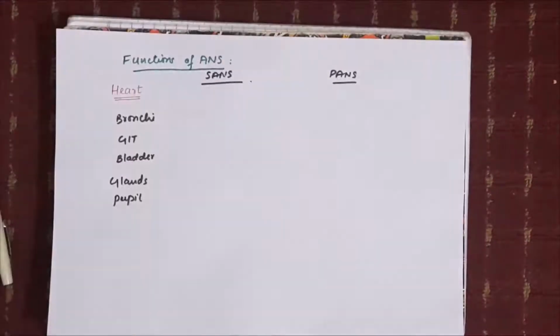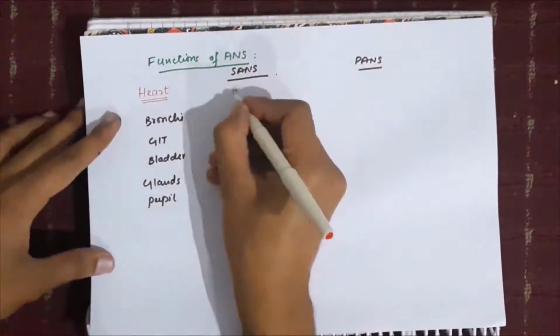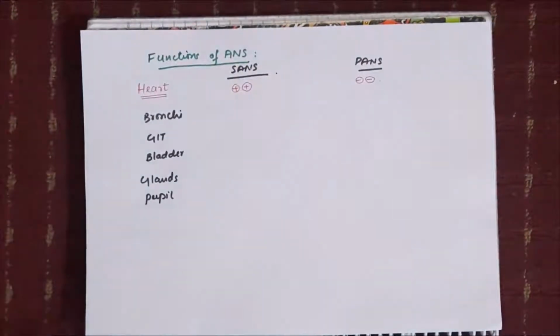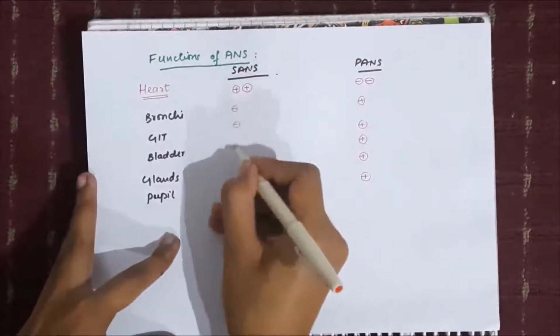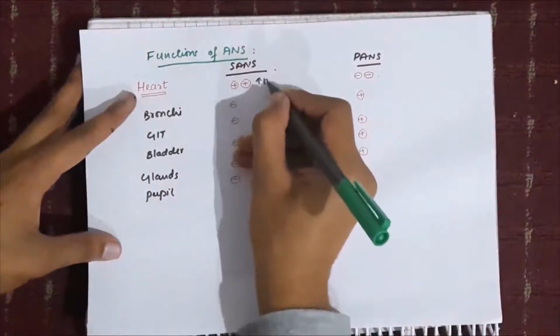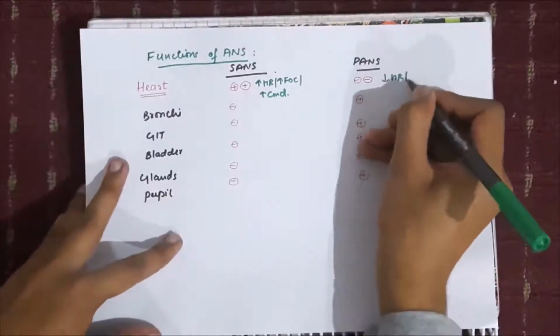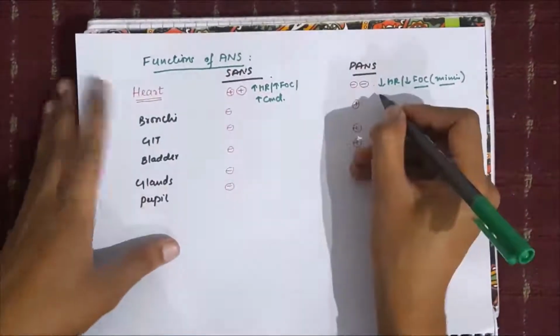Now let's take a look at functions of autonomic nervous system. As a general rule, we can remember that sympathetic nervous system stimulates the heart, while it inhibits all other organs of body, and parasympathetic nervous system inhibits heart and stimulates all other organs of the body. So let us see how does it work. In heart, sympathetic nervous system increases heart rate, increases force of contraction and conduction, whereas parasympathetic nervous system decreases heart rate, decreases force of contraction.